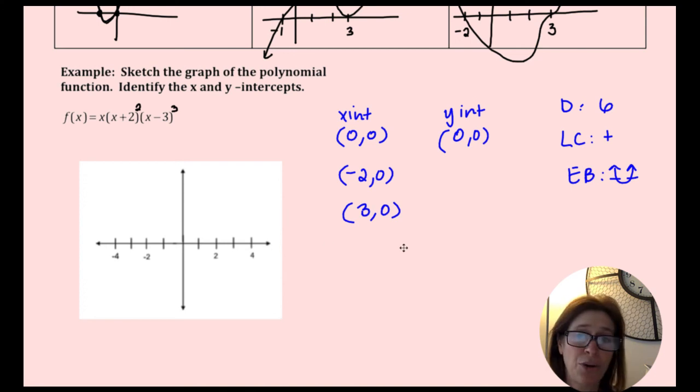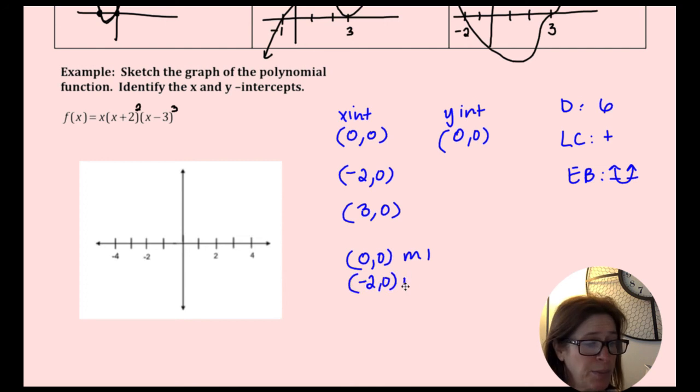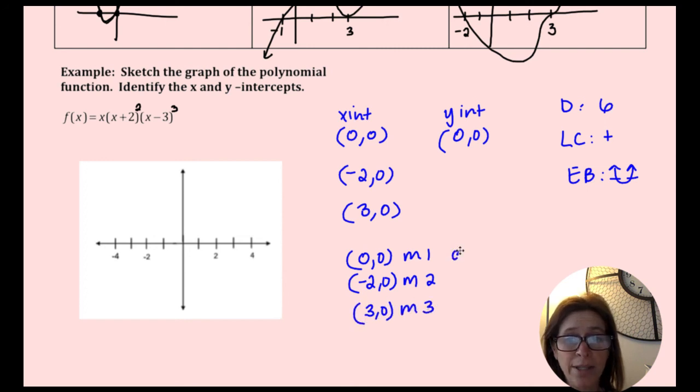Now at these x-intercepts, I'm going to list my multiplicity. At (0, 0), I have a multiplicity of 1. At (-2, 0), I have a multiplicity of 2. And at (3, 0), I have a multiplicity of 3. So at the first, it's going to go through. At the second, it's going to bounce. And at the third, it's going to squiggle.